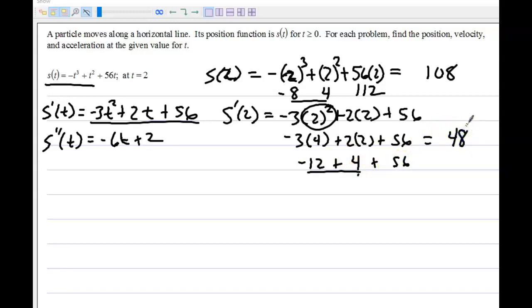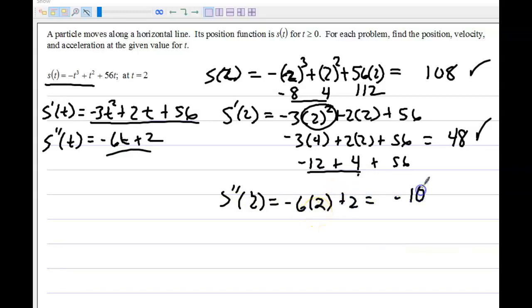It doesn't look like they're giving me any units, by the way, so I don't really need to worry about that too much, but just know that this is my position, this is my velocity. Lastly, we need to do our acceleration. So we're going to be plugging 2 into the acceleration function. That's negative 12 plus 2, which is negative 10. There you go. Velocity, acceleration, and position.